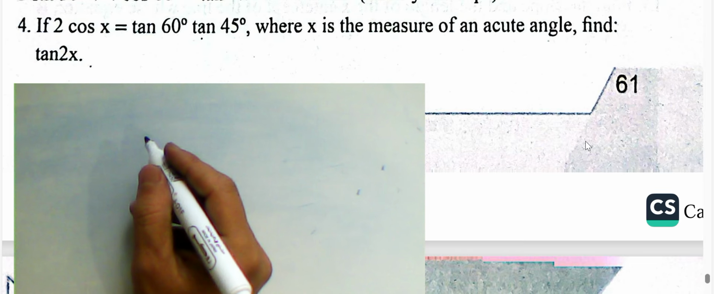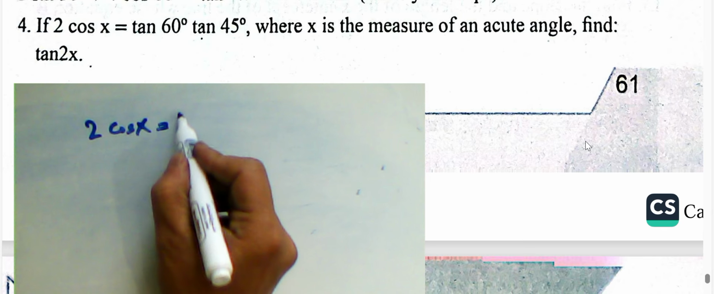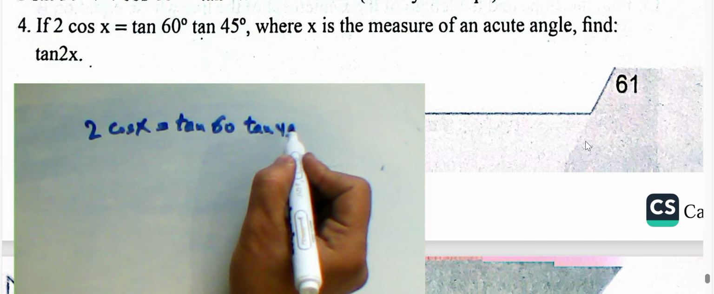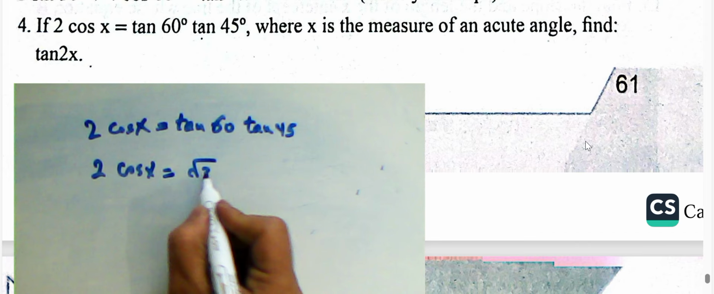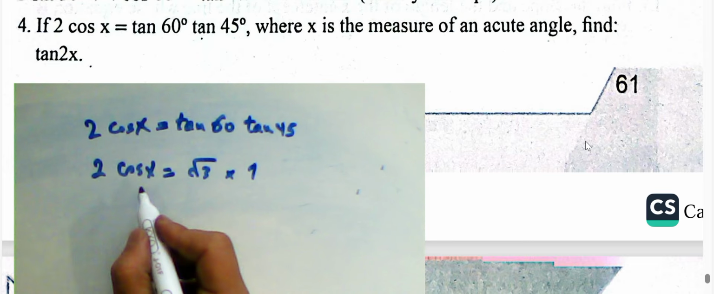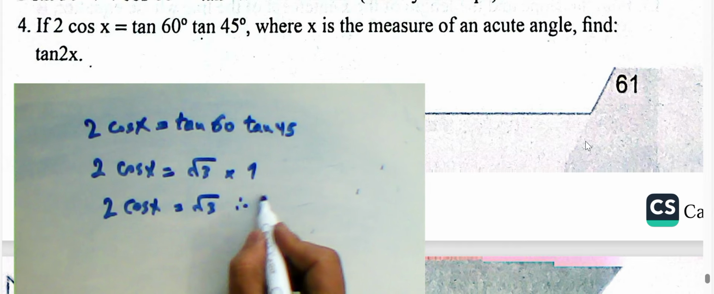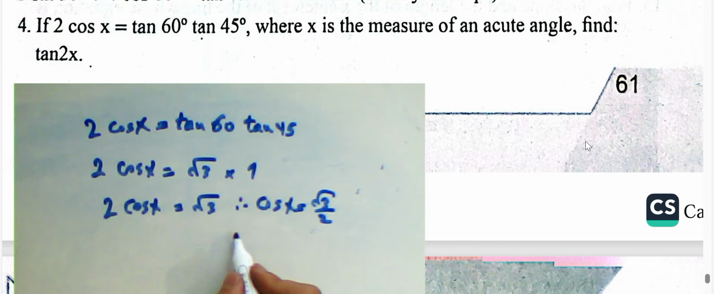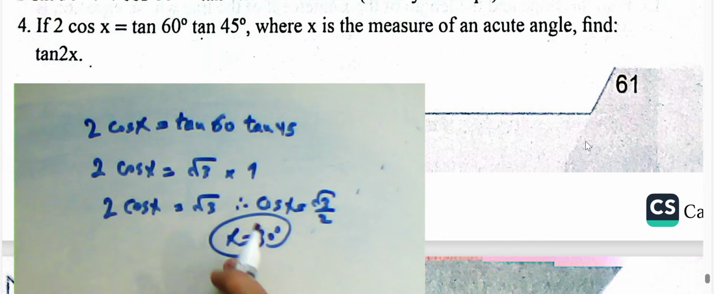You want to find tan 2x if 2 cosine x is equivalent to tan 60 product by tan 45. 2 product by cosine x equals tan 60, which equals root 3, product by tan 45, which will be 1. 2 cosine x equals root 3, you can divide it by 2, then cosine x will be root 3 over 2. Then x equals shift cosine root 3 over 2, it will be 30. The measure of angle x equals 30.